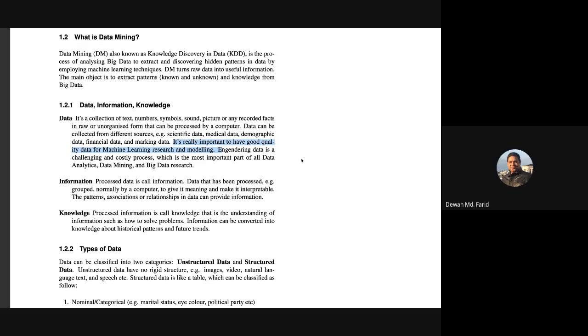So information is processed data. Data is not information, right? And what is then knowledge? Knowledge is processed information. Is it clear? Processed data is called information. Processed information is called knowledge.